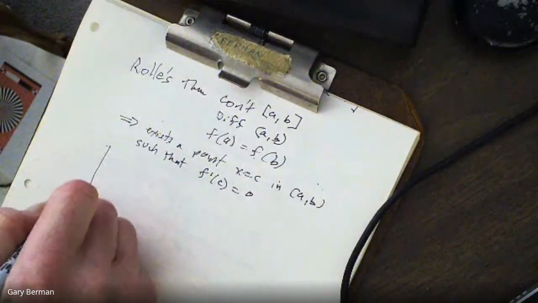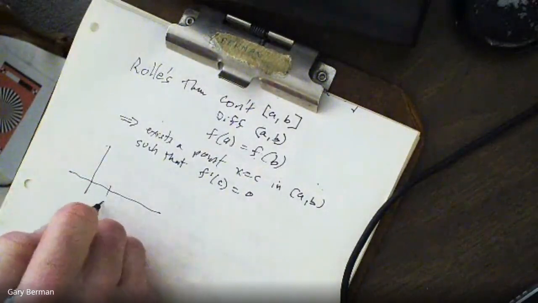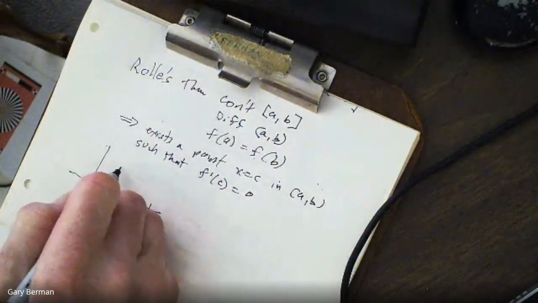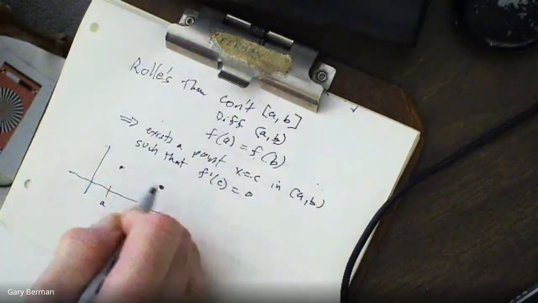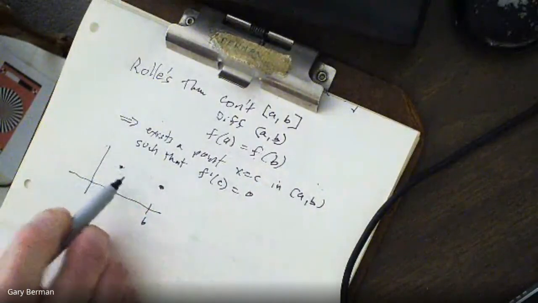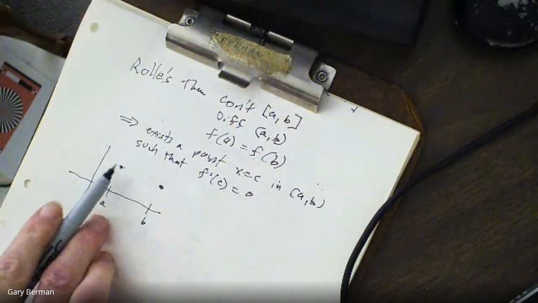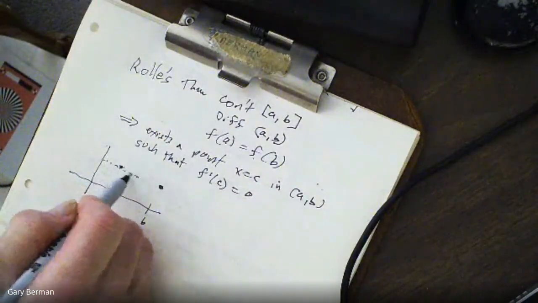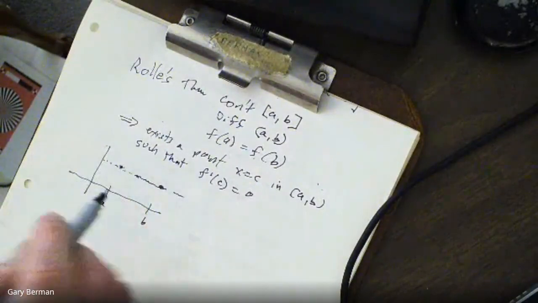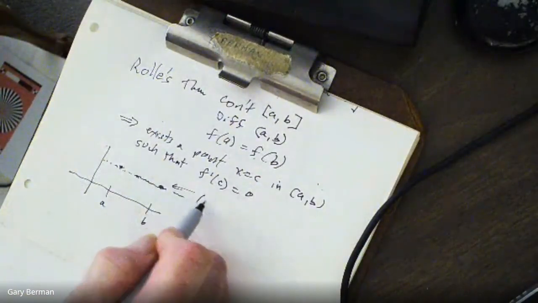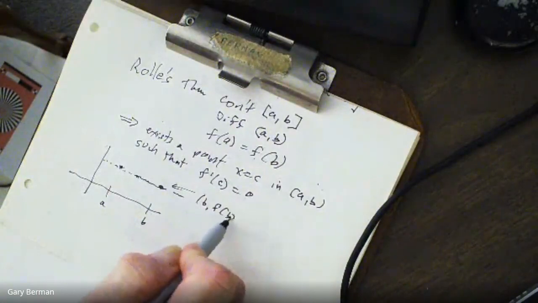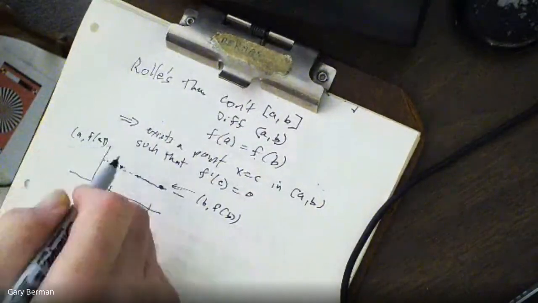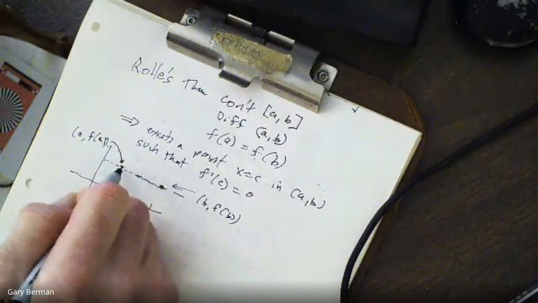So let me draw out the situation here. We have a point here, a, we have a point here, b, and here's f(a) and f(b), and we're saying the y value is the same. These are on the same horizontal line. The coordinates at this endpoint are (b, f(b)). The coordinates at the beginning are (a, f(a)) at that point.